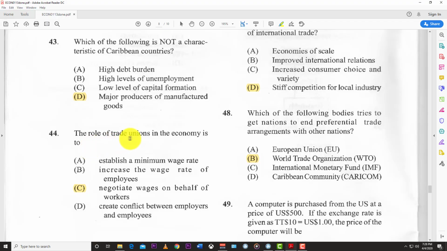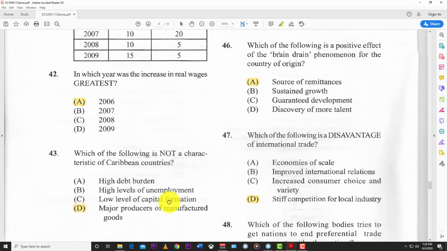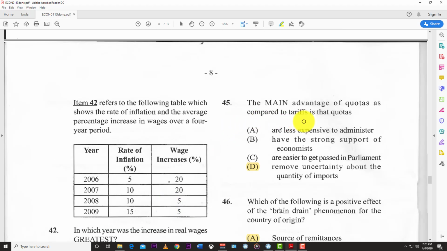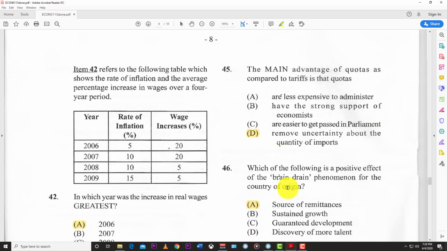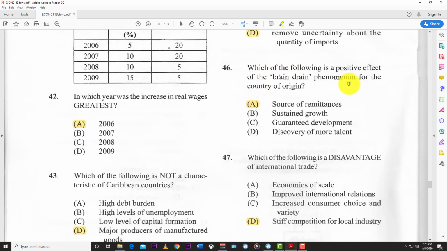44. The role of trade unions in the economy is to, and the best answer here is to negotiate wages on behalf of the workers. 45. The main advantage of quotas as compared to tariffs is that the quotas remove uncertainty about the quantity of imports. Remember, a quota is a set amount of imports, and so you remove the uncertainty about the quantity of imports.